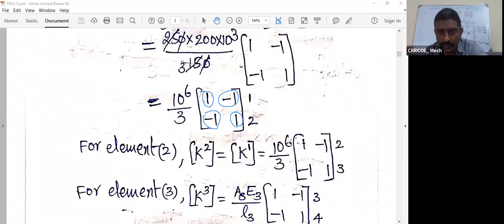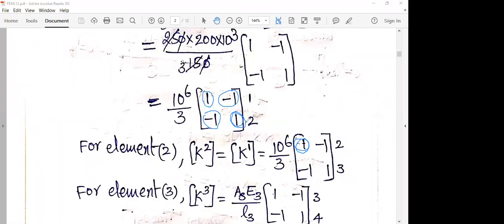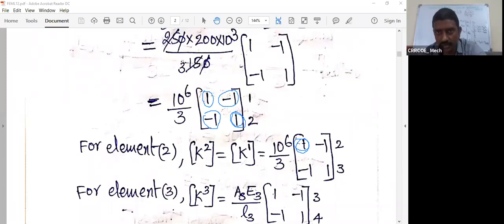Okay, so for element 2, this is K22. So here 1 is K22 on element 1, and here 1 is K22 on element 2. So you add these two: 1 plus 1, 2. On element 3, there is no K22 value. Okay, so K33: on element 1 there is no value, on element 2 it is 1.